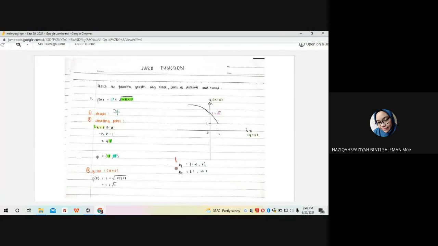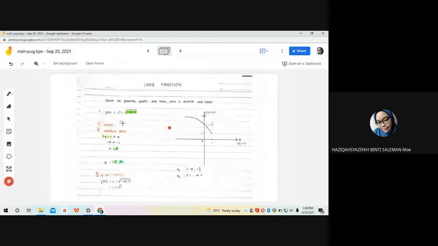And then we need to determine the domain and range here. So for domain, it's for x-axis. From left to right, we can see here, it starts from negative infinity until 1. So negative infinity, open bracket, 1 close bracket. And then determine the range from below to above. So you can see here, it starts from 1, close bracket, until positive infinity. That's all from me.